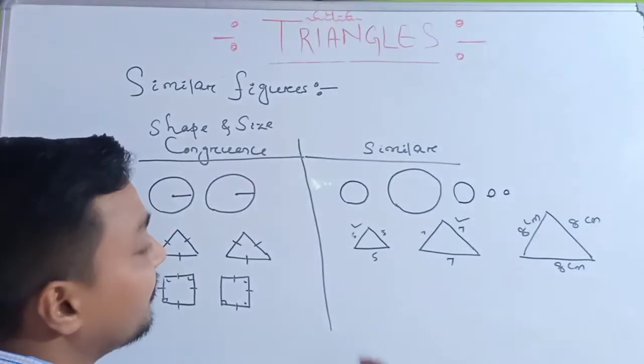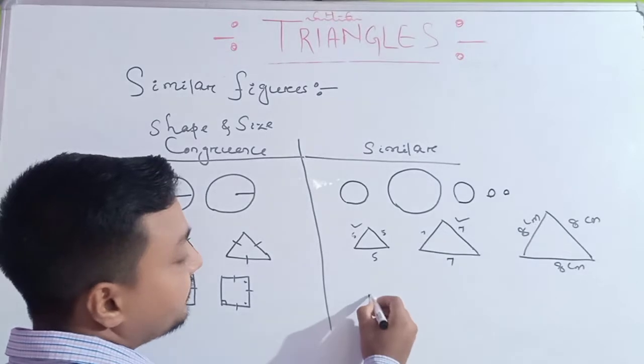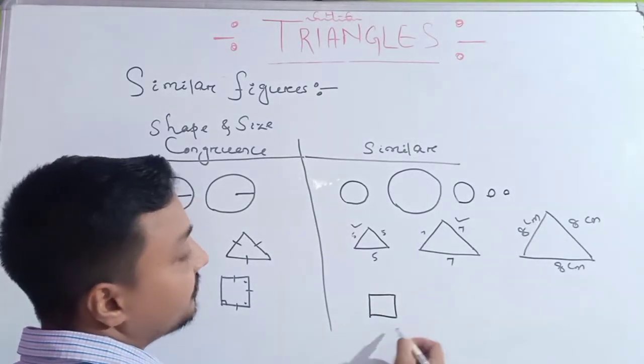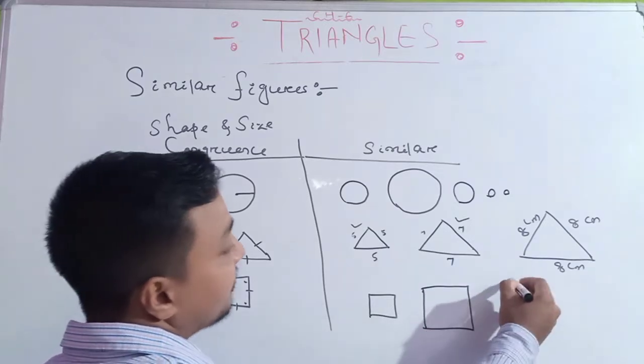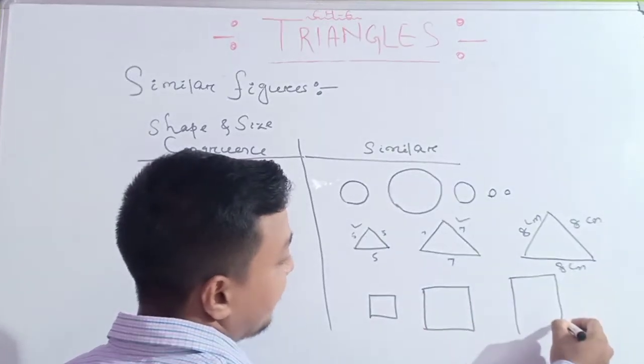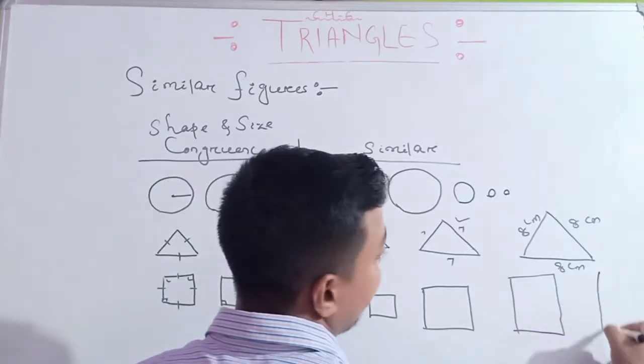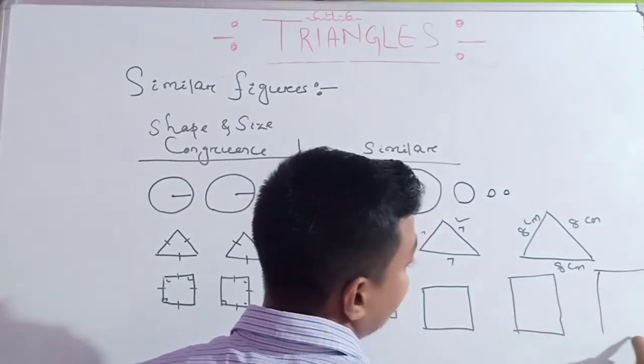Here also another figure I am showing. This one is one square. This one is another square. This one is another square. This one is another square.